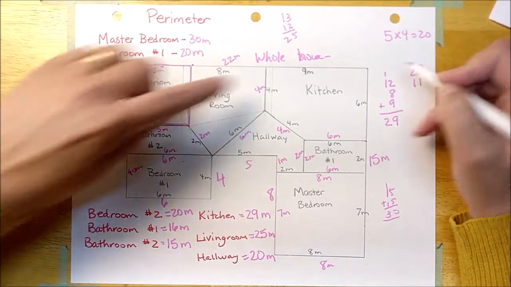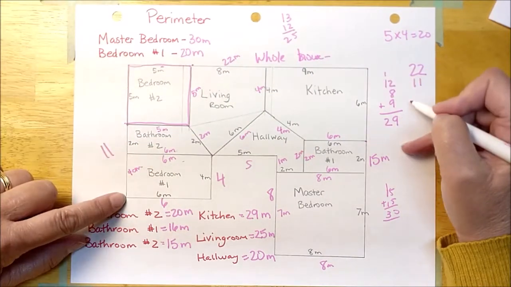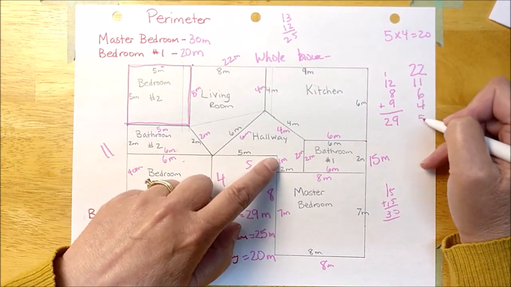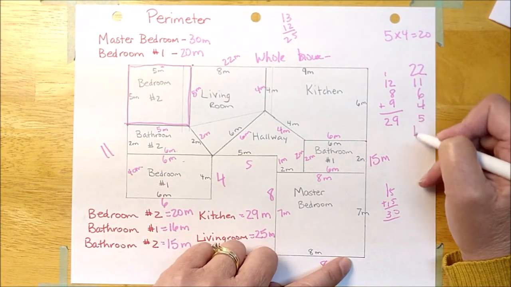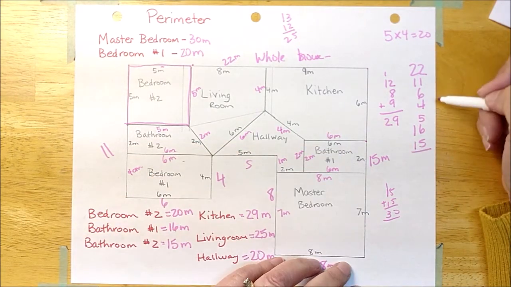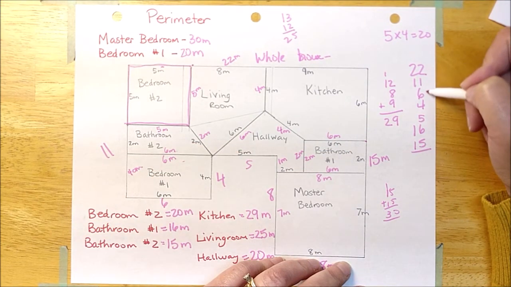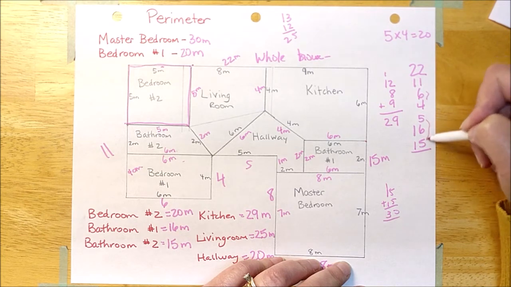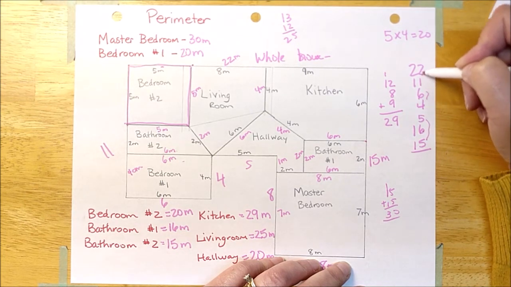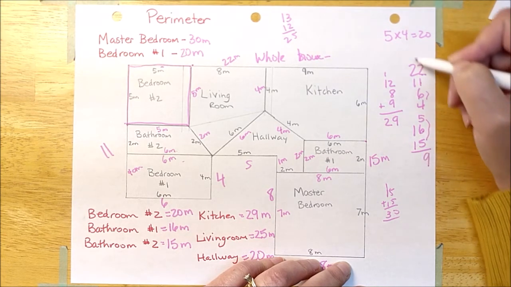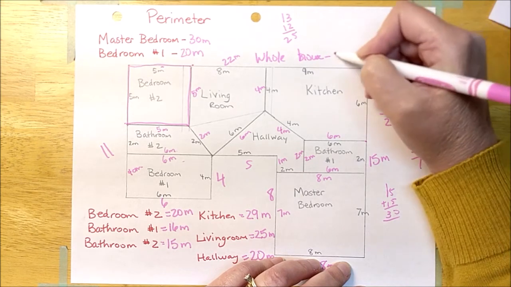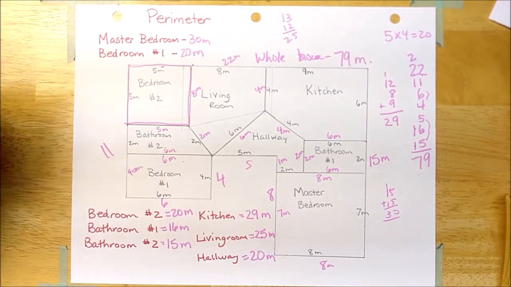So it's 11, that side was 22, 11, 6, 4, 5, 8, and 8. I'm going to add those two together, and 15. Okay, here we go. That's a 10. That's a 10. So I got 10, 20, 26, 27, 28, 29, 4, 5, 6, 7. So the perimeter of my whole house is 79 meters.